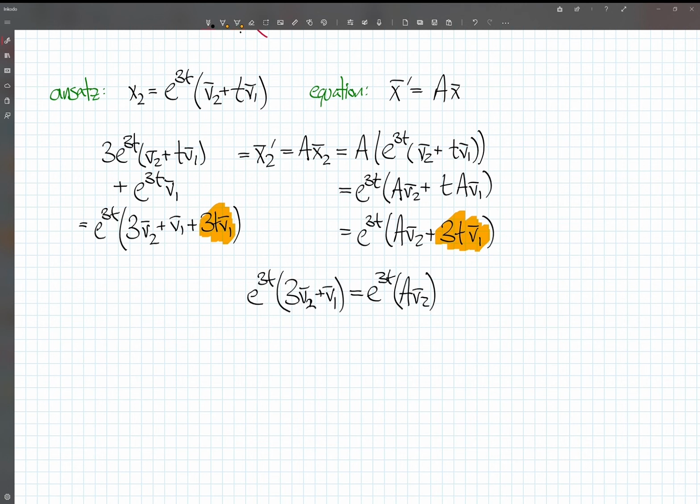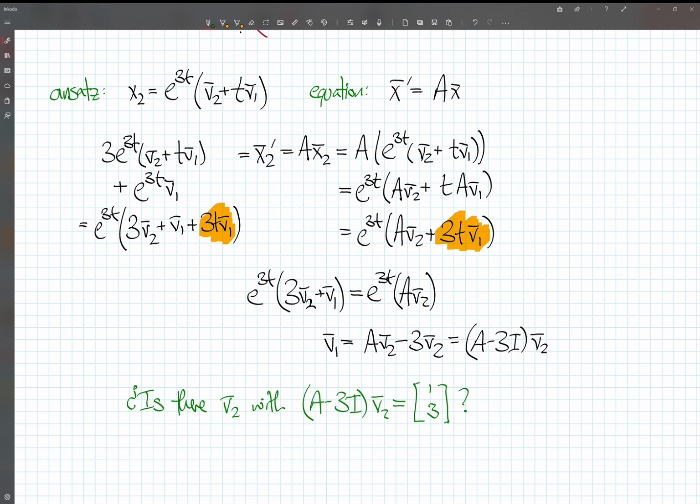We've also got an e to the 3t on both sides. I'm going to put the v1s on one side and the v2s on the other. And because we're dealing with eigenvalues, somehow in the background of all of this, I'm going to rewrite that as (A minus 3I) applied to v2. So you can see, if we want a v2 that will make this work, v2 had better satisfy (A minus 3I) v2 equals v1. Can we find such a vector v2?